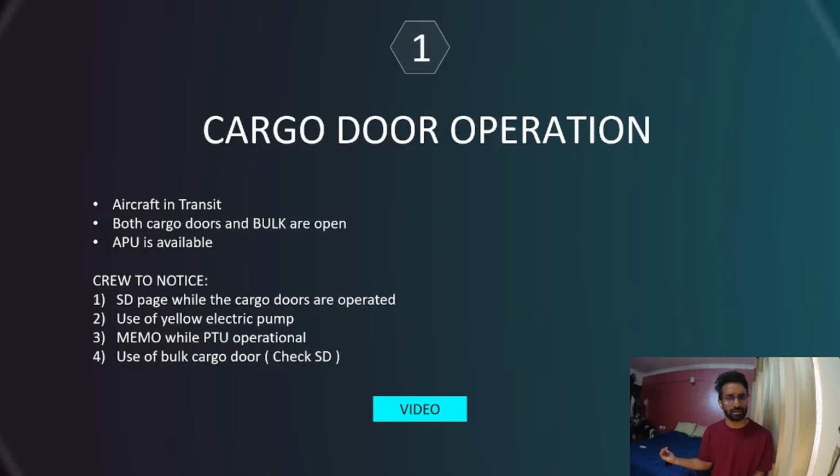Basically it's done by the ground staff. We as pilots don't open the cargo doors. We don't have any controls inside the aircraft. But of course, in the video I'm going to use an iPad to open the cargo doors because it's a simulator game, right? But in the actual case it is done by the ground staff.